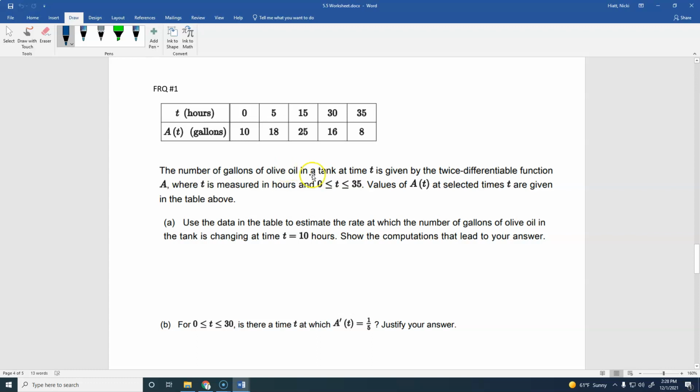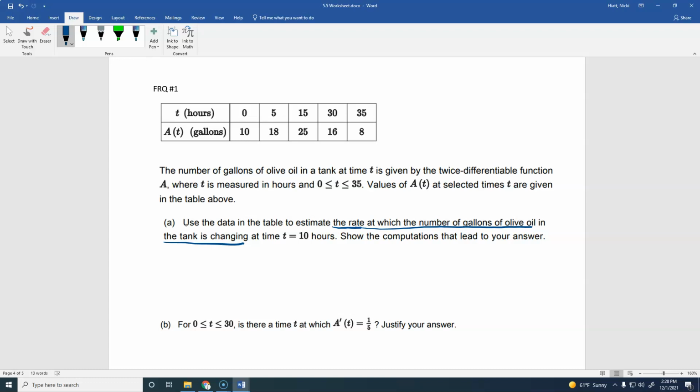So the number of gallons of olive oil in a tank at time t is given by the twice differentiable function A, where t is measured in hours. Values of A of t at selected times are given in the table above. Part A says use the data in the table to estimate the rate at which the number of gallons of olive oil in the tank is changing at time t equals 10 hours. Show the computations that lead to your answer.